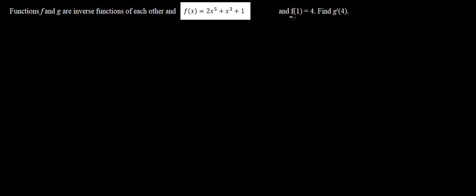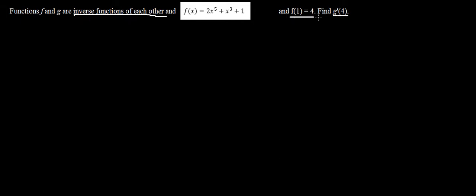And how would we know that f of 1 equals 4? Well, we could just plug in 1 everywhere we see x, and 1 to any power is just 1. So this is 2 plus 1 plus 1, or 4. So this statement is also true. I should also note that they're inverse functions of each other, and we're asked to find g prime of 4.